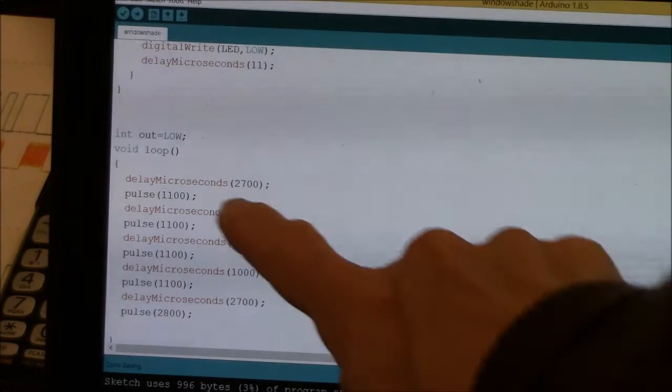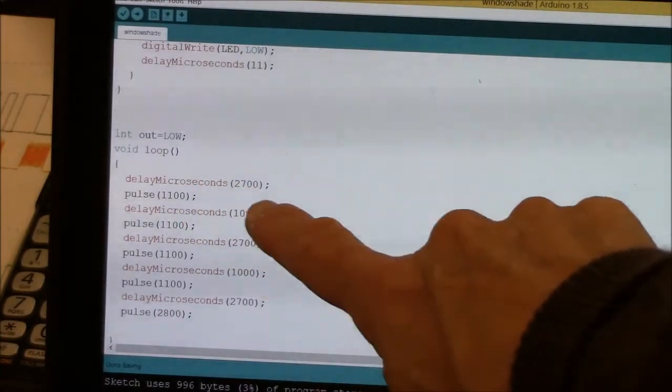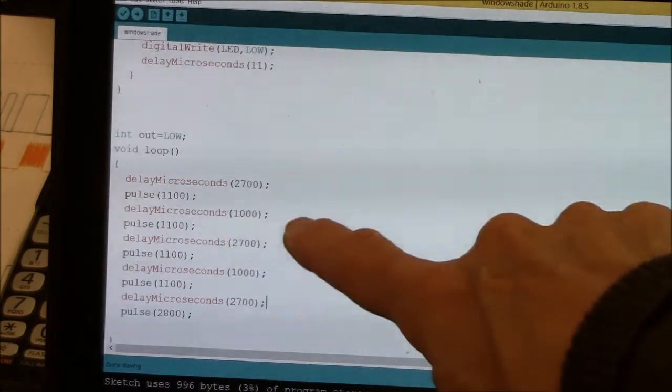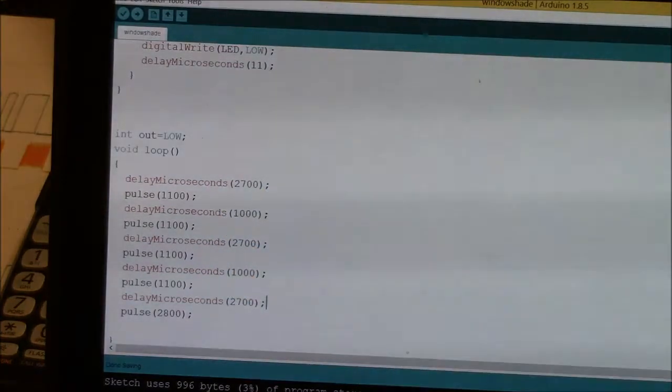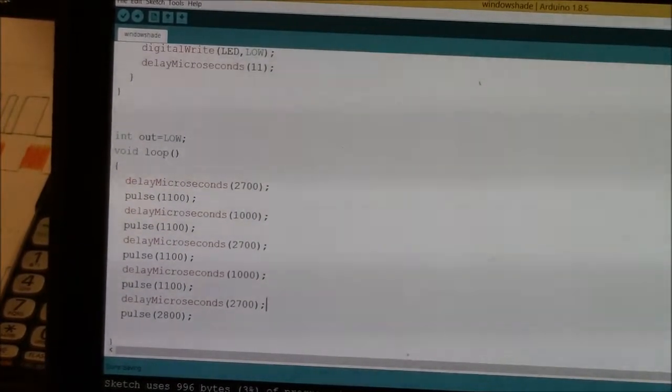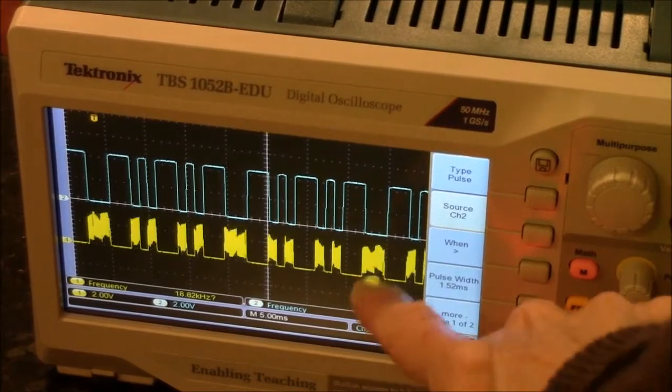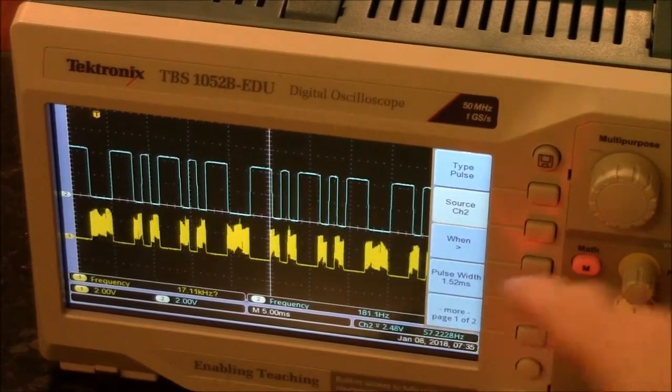The Arduino code uses a subroutine called pulse, and it delays and then pulses, delays, pulses, delays, pulses, and that's how you get the LED flashing at 38 kilohertz and then not flashing, flashing at 38 kilohertz, dark, flashing at 38 kilohertz, dark.